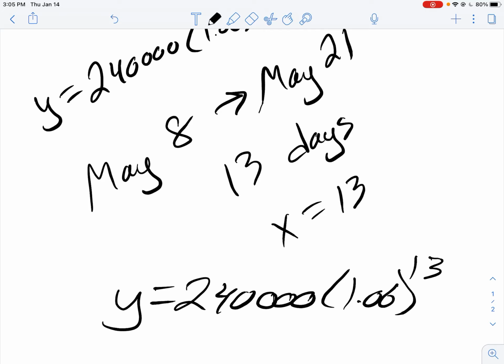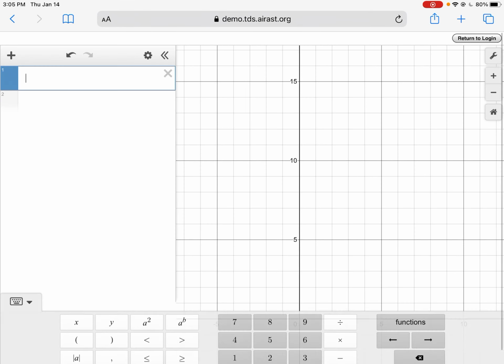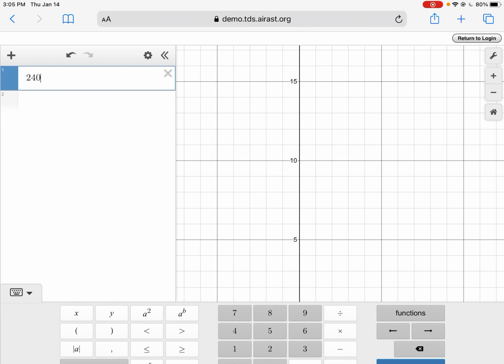And what else can we use? What could we use better than our handy dandy graphing calculator? So let's go ahead and get that open. And we want to type in 240,000 parentheses 1.06 raised to the power of 13. Oh boy, that's a big answer.